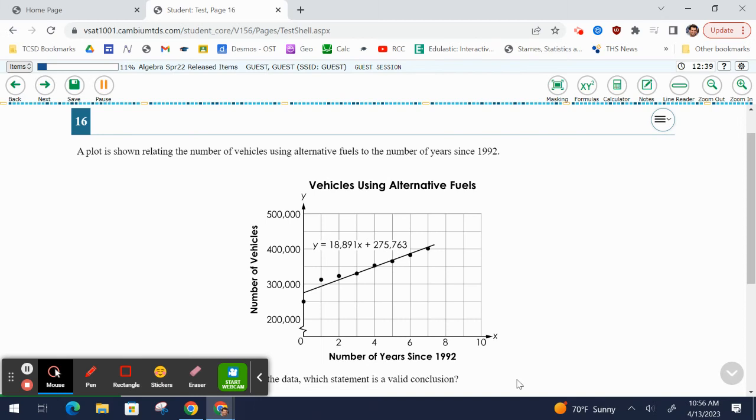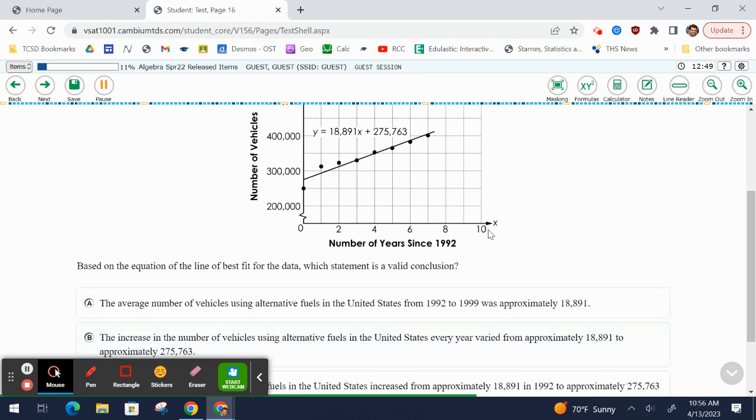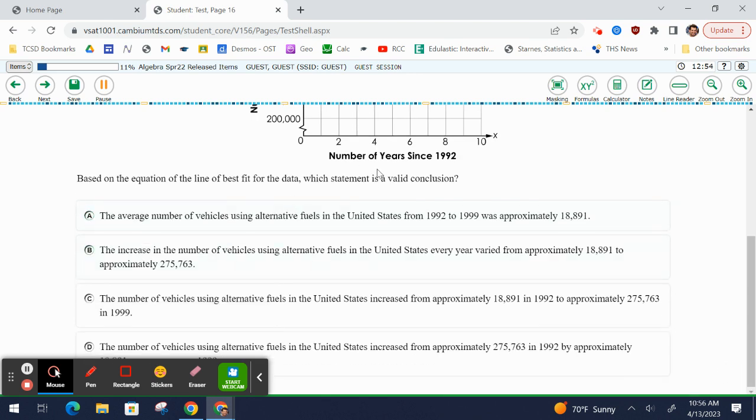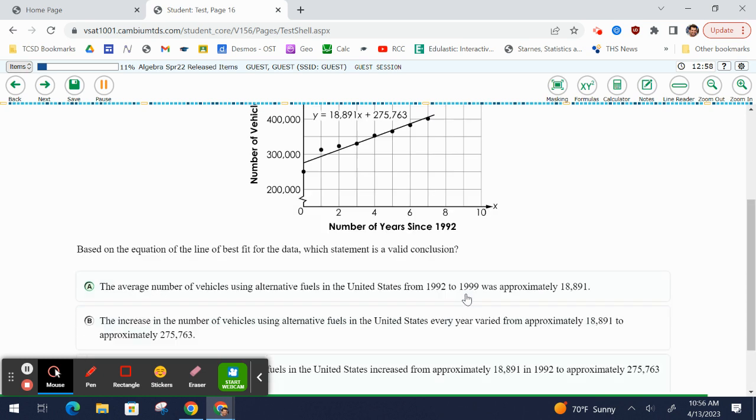Algebra OST Spring 2022 released items number 16. It says a plot is shown relating the number of vehicles using alternative fuels to the number of years since 1992. Here's that plot shown. It gives you the equation of the line of best fit. Based on the equation of the line of best fit for the data, which statement is a valid conclusion? These can be tough because there's a lot of words.